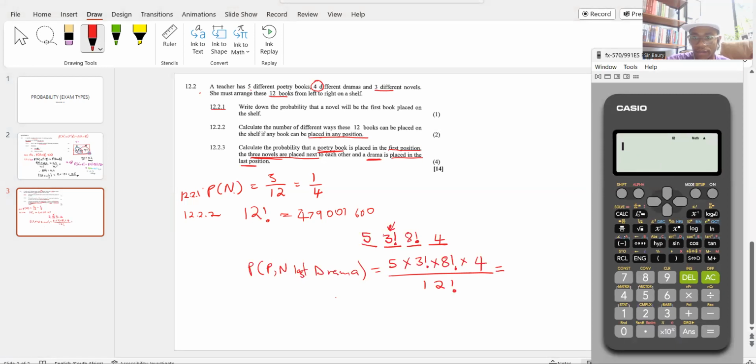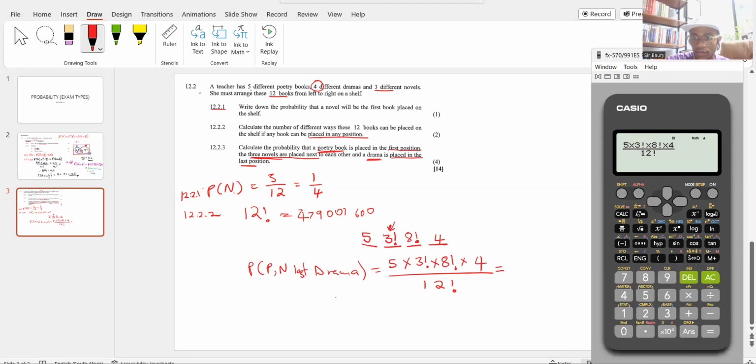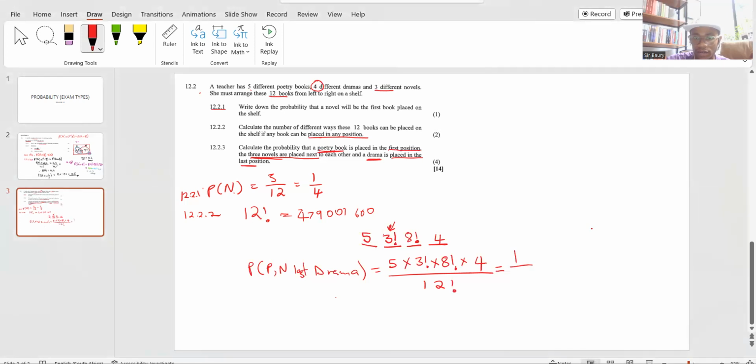So I have 5 times 3 factorial times 8 factorial times 4 all over 12 factorial. This is equal to 1 over 99.